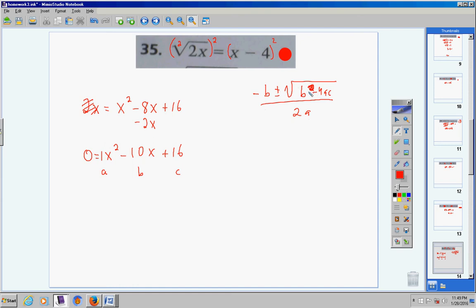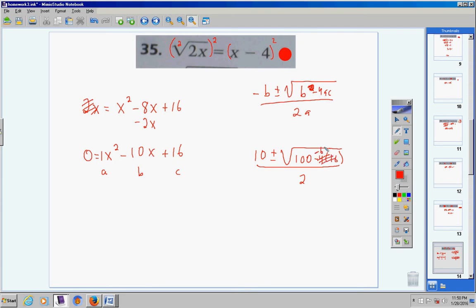And here we go. So negative B is a negative 10. So negative 10 is positive 10. And then b squared, we're going to square negative 10 and get 100. And then negative 4 AC, 1 times 16, all over 2a. A is 1, so 2. Now next, we simplify under our radical. We have a negative 4 times 16. That's a negative 64.